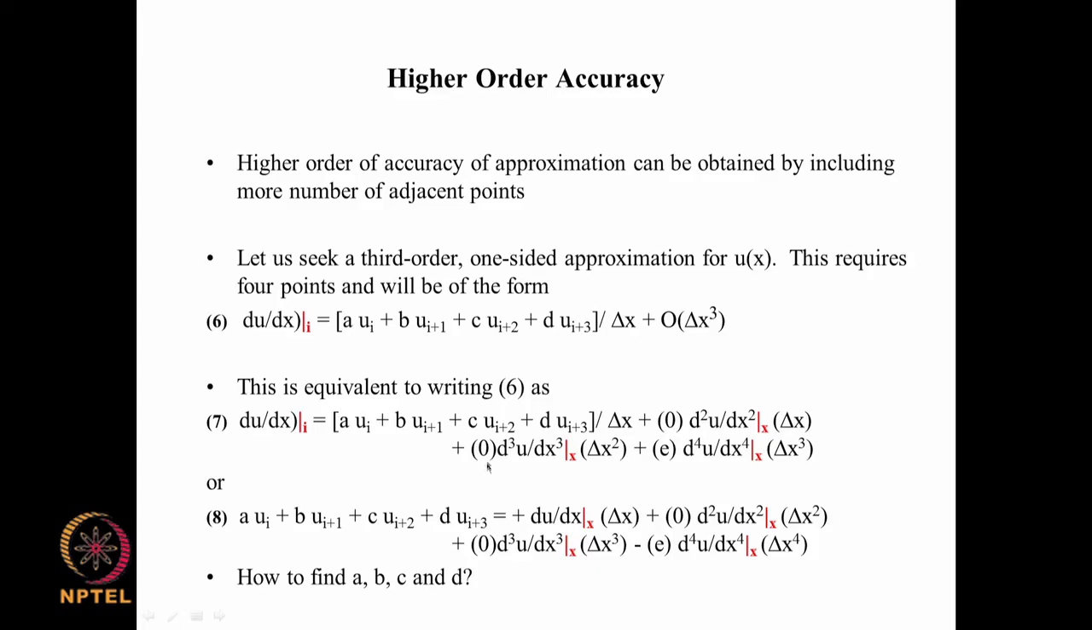Okay. So, now we can rewrite this as we bring this on to this side: a u_{i+1} plus b u_i plus all these things equal to du/dx minus 0 times this, minus 0 times this, minus 0 times this. Okay. So, writing this is okay, but how do we find the values of a, b, c, d? If we can find unique values of a, b, c, d, then we have a formula here.